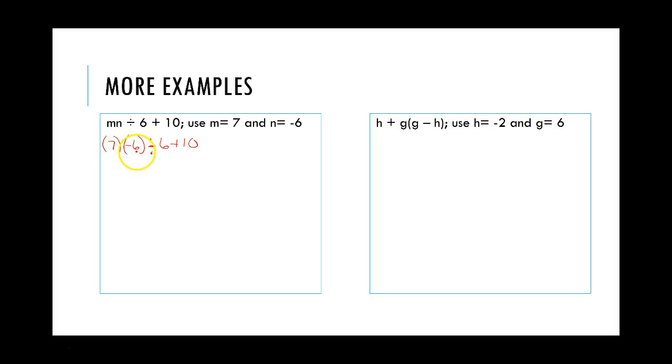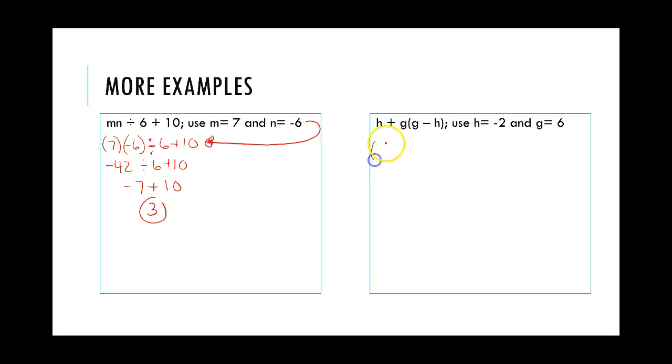So 7 times -6 is -42, divided by 6 plus 10. Do the division, that's -7, and then add the 10, which would be 3. So again, all we're adding is this step here, the substitution step.